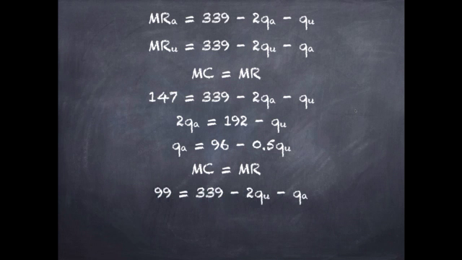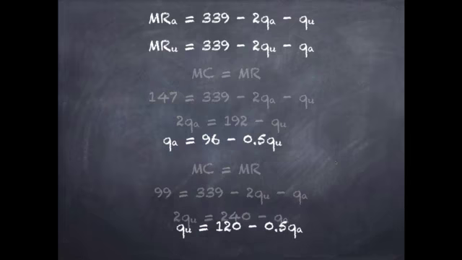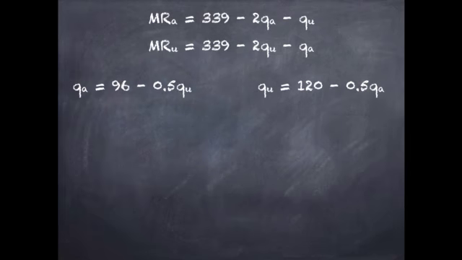We do the same thing for United, but remember this problem stated that United's marginal cost falls to $99. So marginal cost equaling marginal revenue for United is going to be $99 equals 339 minus 2QU minus QA. We add 2QU and subtract 99 from both sides, and that gives us 2QU equals 240 minus QA, and we divide by 2, which gives us QU is equal to 120 minus 1/2 QA. So we have our best response functions for both of these firms.